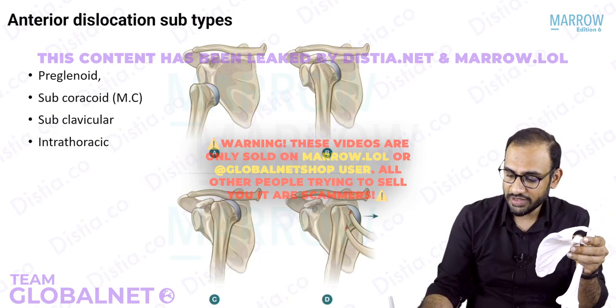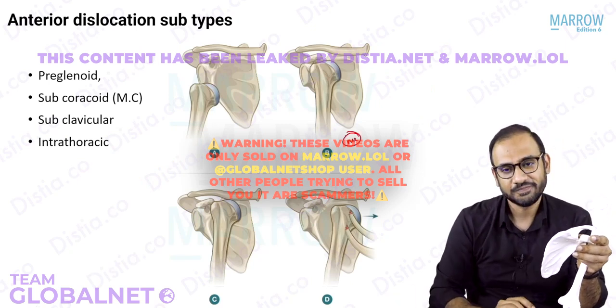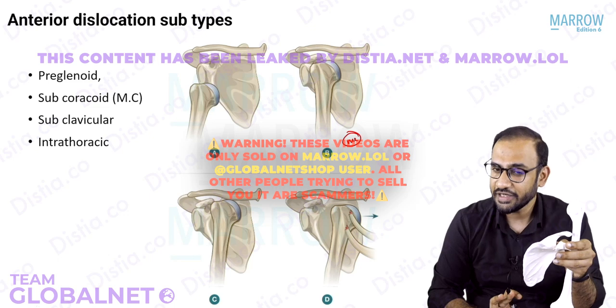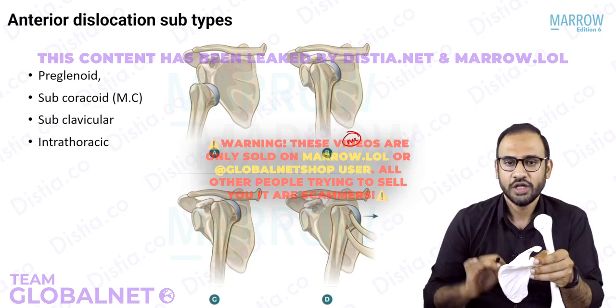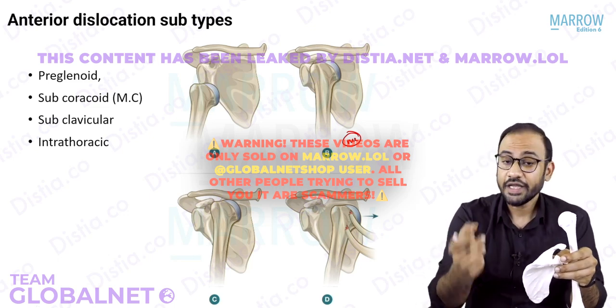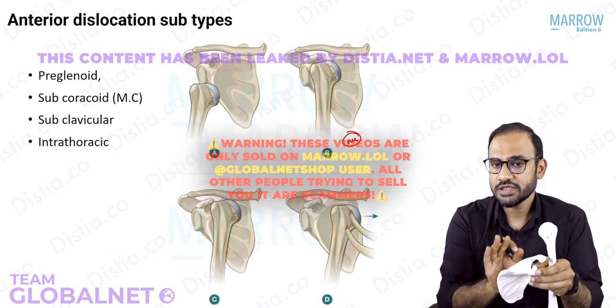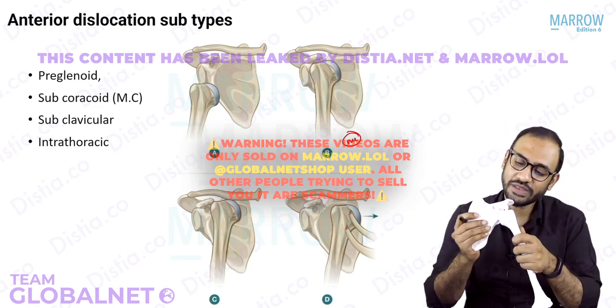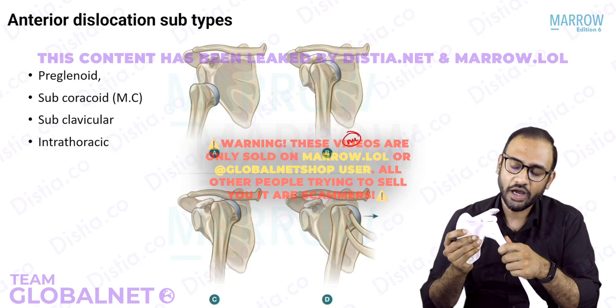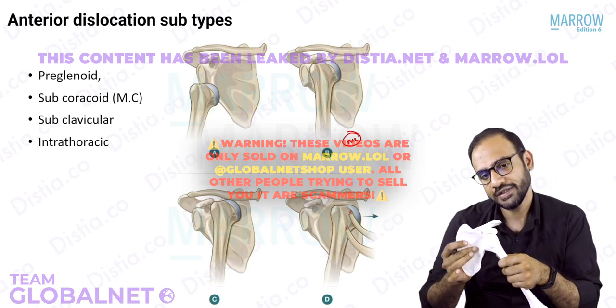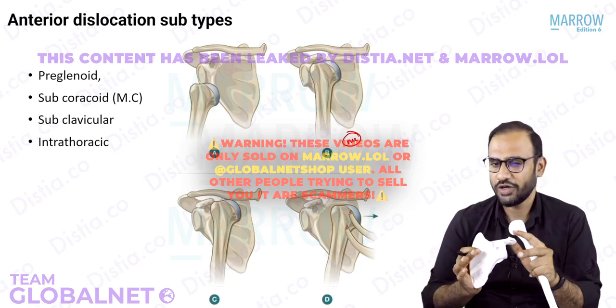The most common is subcoracoid. The most common type of anterior shoulder dislocation is subcoracoid. So overall, the most common is anterior, and in anterior, the most common subtype is subcoracoid, meaning the head of the humerus ends up just under the coracoid after the dislocation. Okay? Is that clear? That you have to memorize.